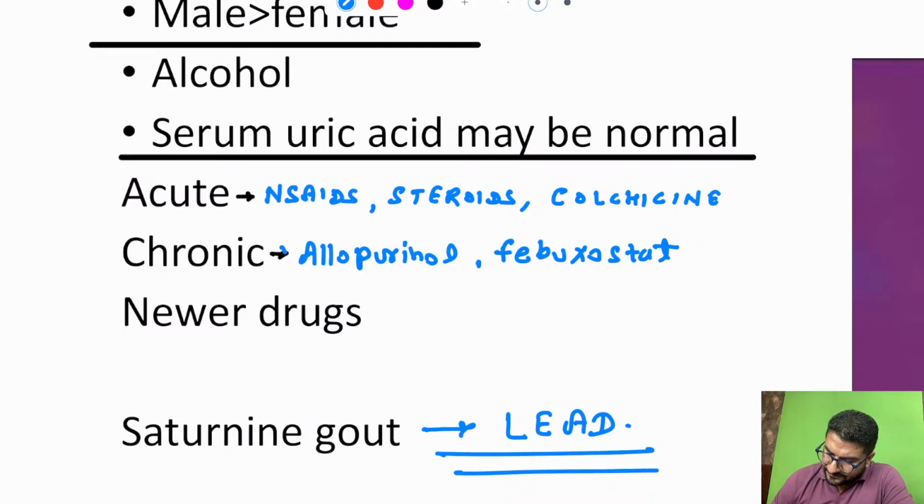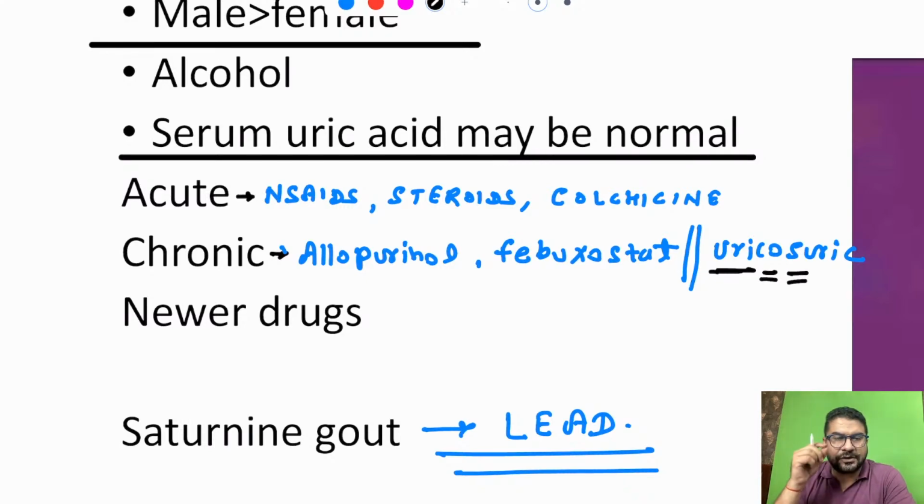Second option will be, we can give something which will take uric acid and it will be kicked out of the body through urine. Such drugs are called uricosuric. Uricosuric means it removes uric acid in the urine. Uricosuric. And then what we have are new drugs.